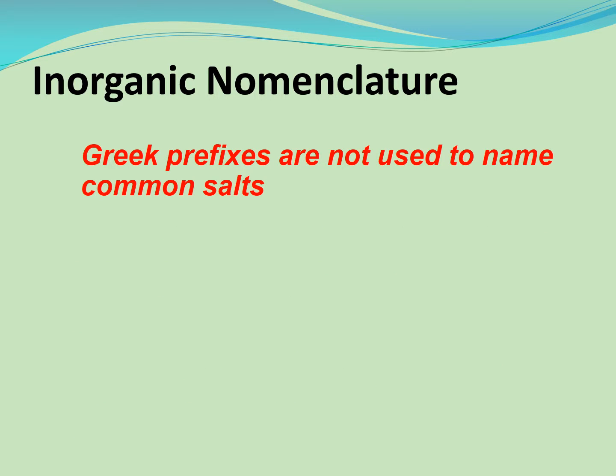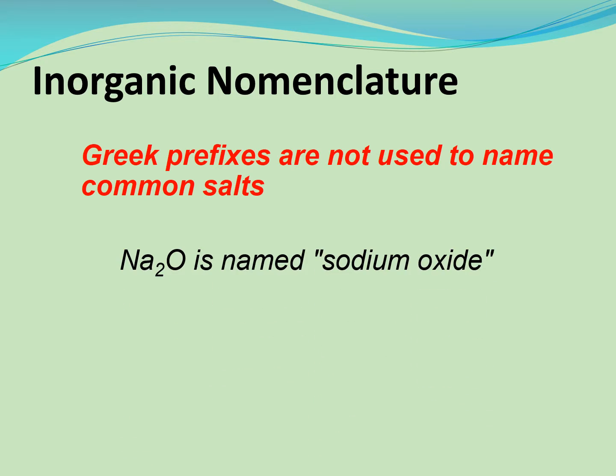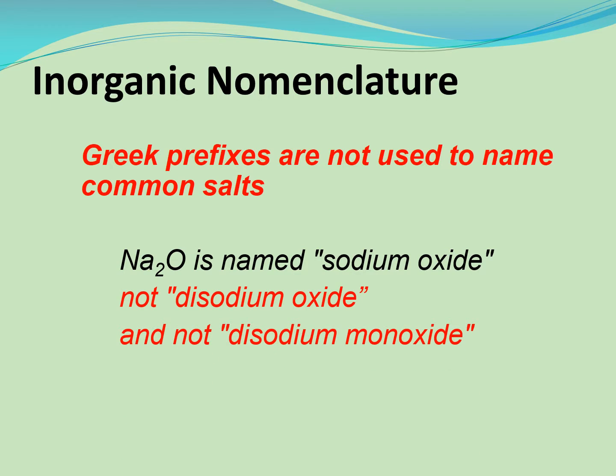So in inorganic nomenclature, we do not use prefixes. Prefixes are not used for common salts. So for example, Na2O is named sodium oxide, not disodium oxide, not disodium monoxide. Don't use Greek prefixes because we know what the charge is, and if we know what the charge is, we should be able to figure out what the formula is from that.